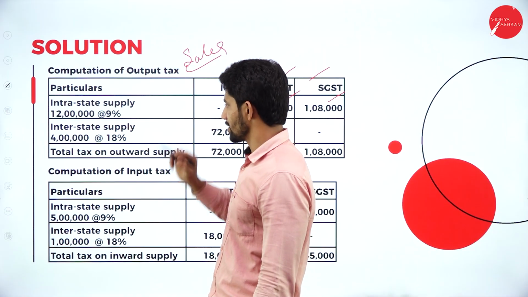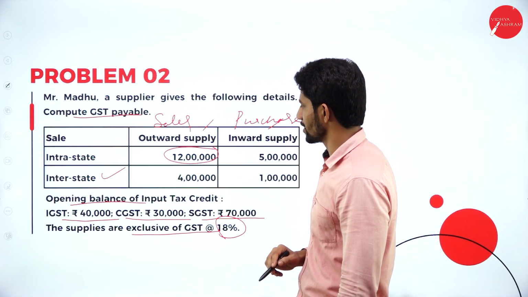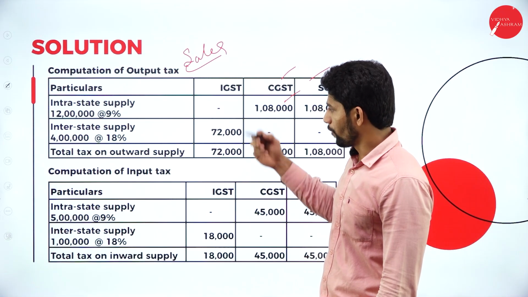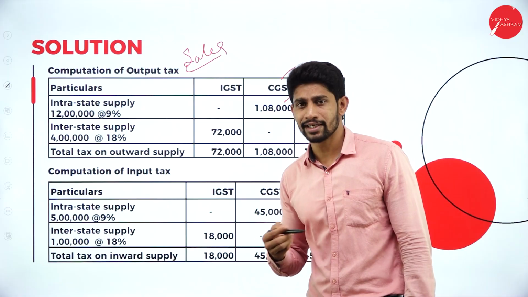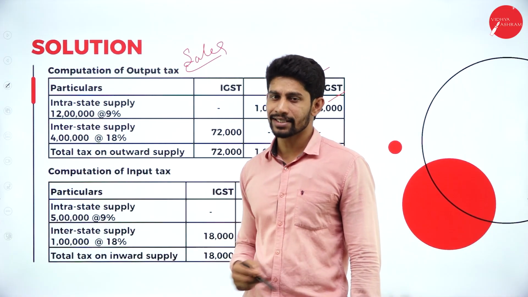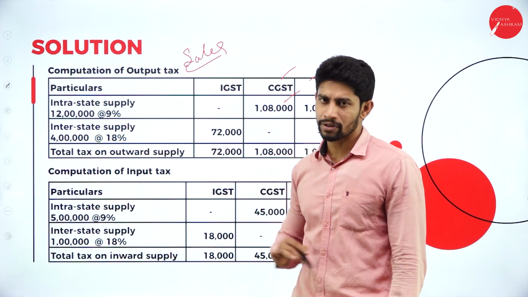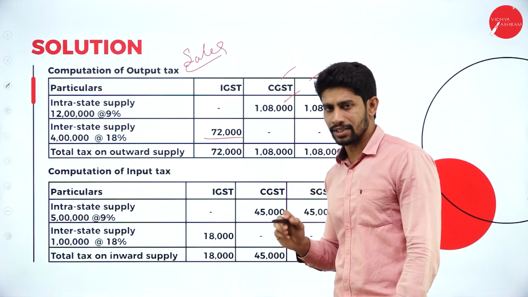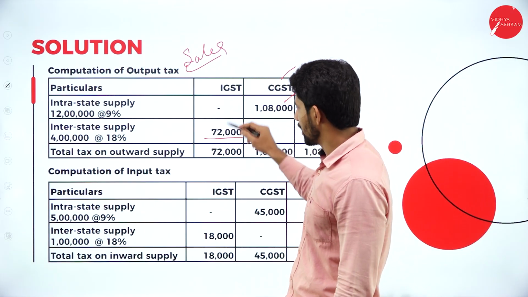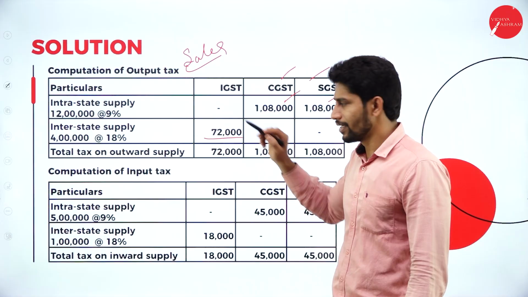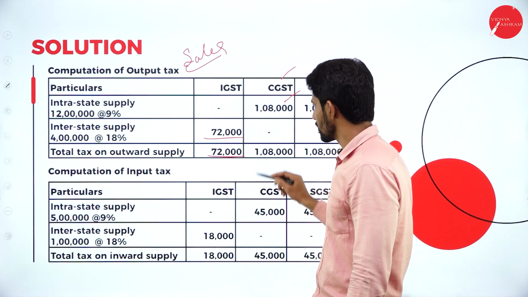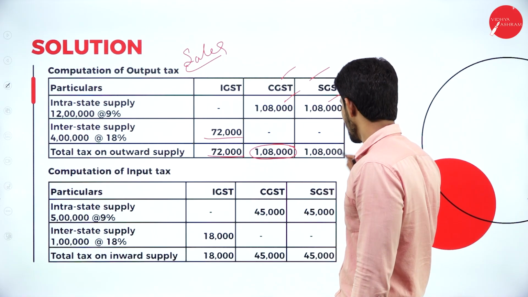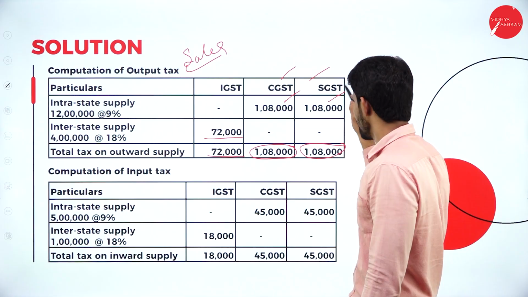Next, interstate supply with respect to sales. What is the interstate supply we have? Here you can see 4 lakh rupees, at 18%. Interstate is nothing but between two states, so IGST is applicable. Compute 18% on 4 lakhs. How much will you get? You will get 72,000. That's it. We have only two transactions, intra and inter. Now total it. 72,000 you are supposed to pay under IGST, 1,08,000 under CGST, and 1,08,000 under SGST.